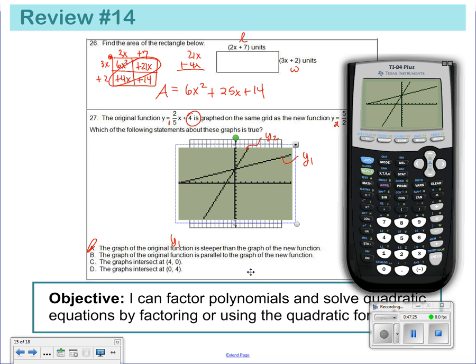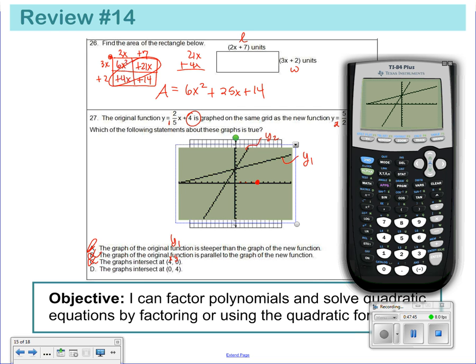Then the graph of the original function is parallel. They're definitely not parallel. I can stop right there at that word because they are touching each other. Graphs intersect at 4, 0. Let me look at my graph. 4, 0, this is the x-coordinate, y-coordinate is 0. So 1, 2, 3, 4. 4, 0 would be this point. That is not a true statement.